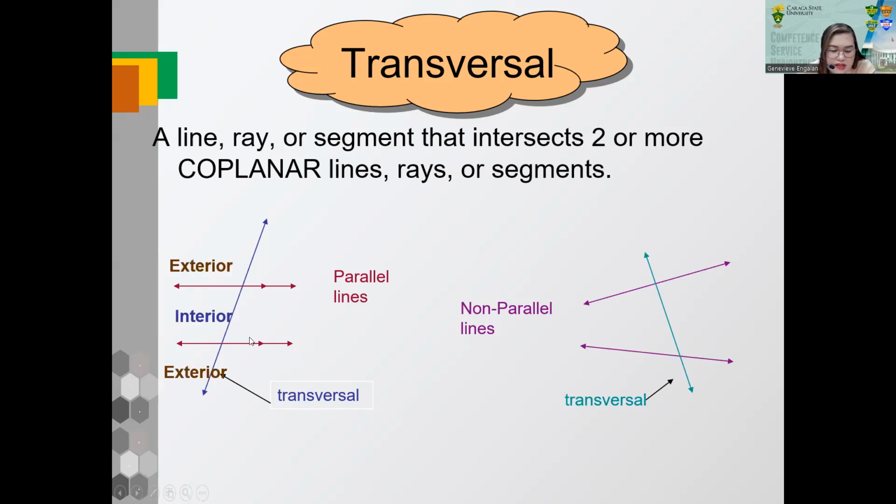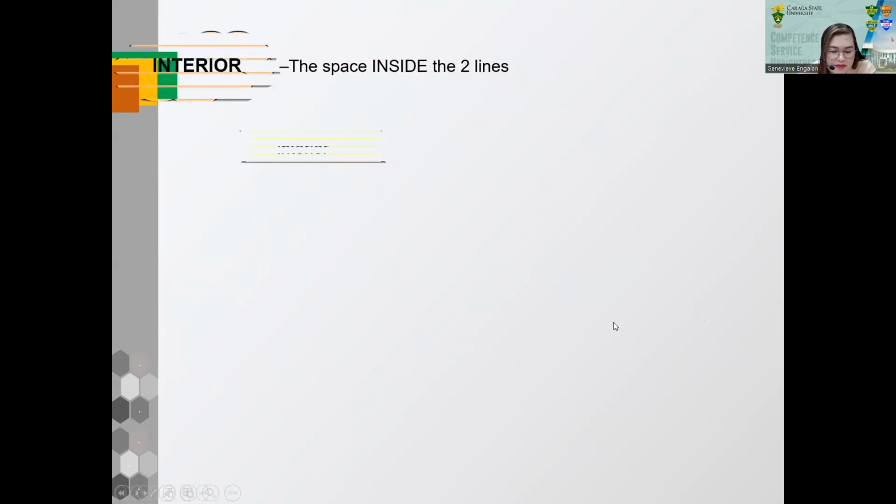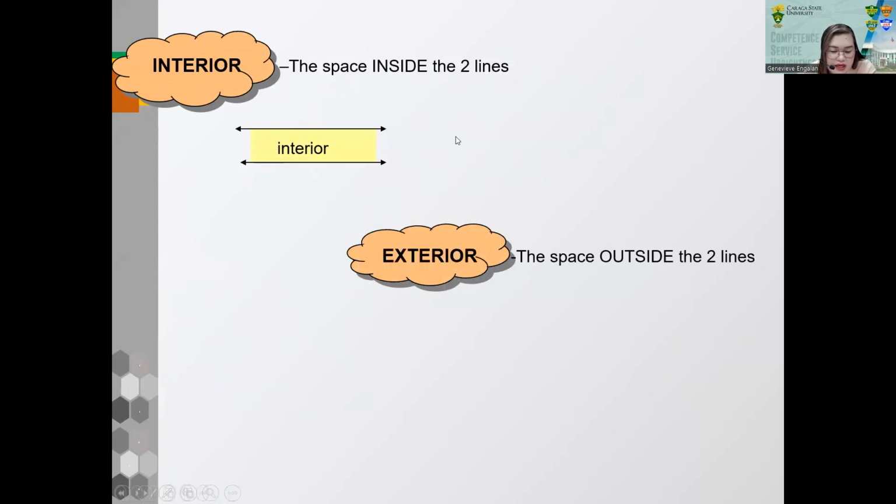So again, this is the interior, exterior, and also kini siya ang interior and exterior. So a transversal is a line which intersects two or more lines in a plane. So the intersected lines do not have to be parallel. So transversal gapon siya pag maka-intersect siya two or more lines. So lines J, K, and M are intersected by line T. Therefore, line T is a transversal of lines J, K, and M. Okay, so ang inside of two lines are the interior and ang exterior are the outside. Kana sa gawas.